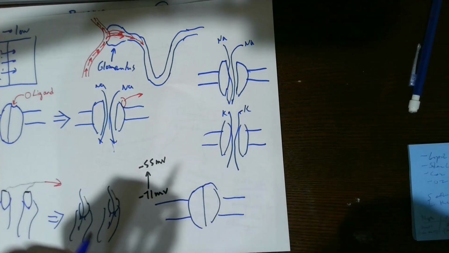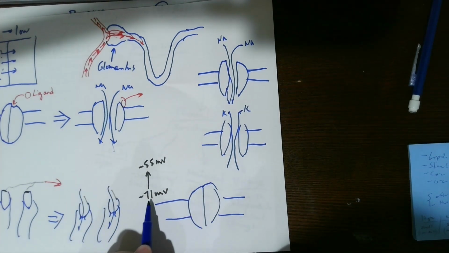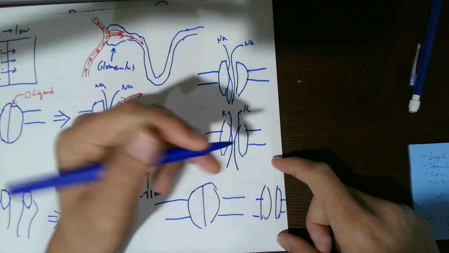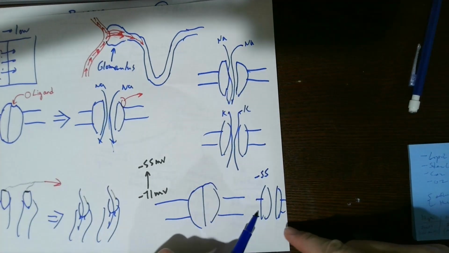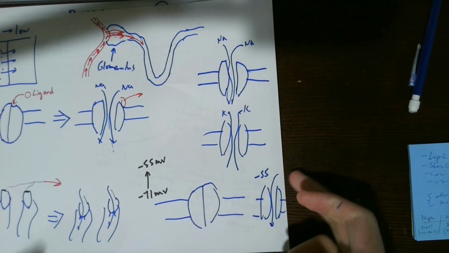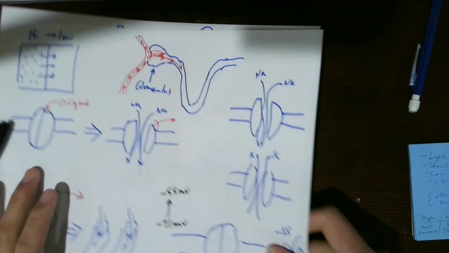channel. Alright? So at negative 71, it's closed like this. But at negative 55, it opens like this. And then ions can flow through. And these proteins are all embedded in the membrane.